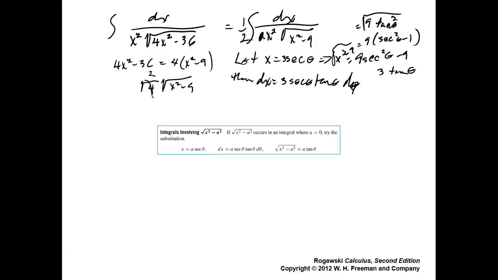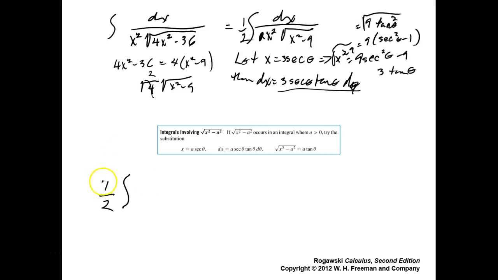All right, so let's rewrite what our integral is. The numerator was dx, and there's your dx. Now first, the integral has a 1/2 out front. Second?